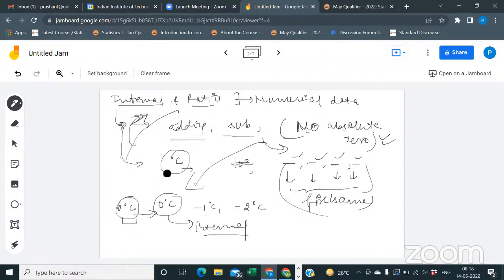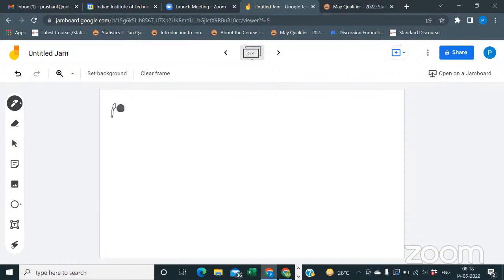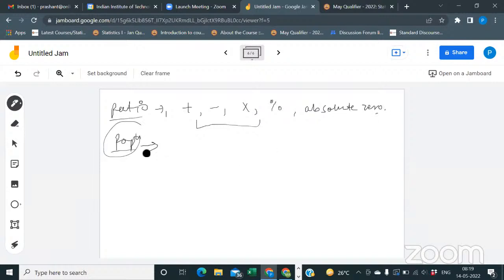Okay, and the ratio scale of measurement is where you can perform addition, subtraction, multiplication, division. I mean, ratio comparison makes sense there, and there is a property of absolute zero. Okay. Now you are talking about the population. First tell me, till this point is clear to everyone? Yes. Okay.